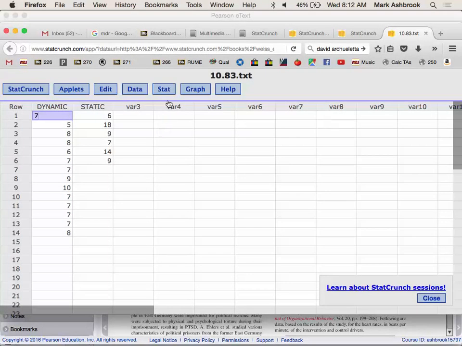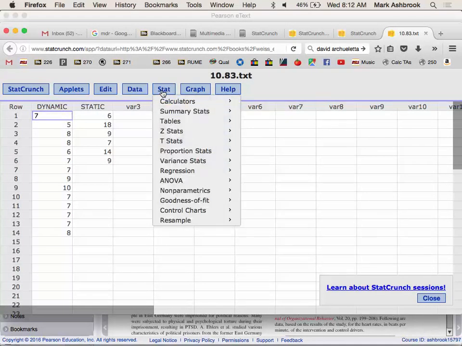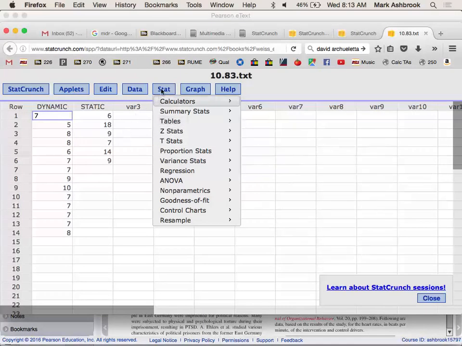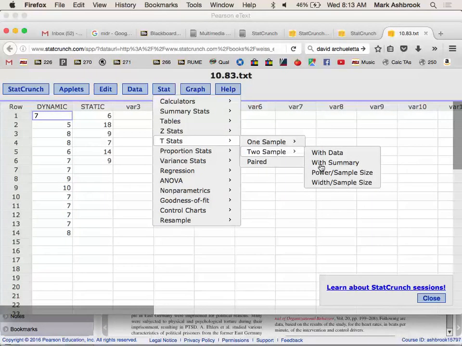Okay, so here's what we're going to do. We're going to go to Stat, then T-stats, then two sample. With data would mean that we're going to enter the actual individual data values of the sample. With summary, that's what we were given. In our problem, we have the summary: the sample mean, sample standard deviation, and size of the sample. So I'll show this one more time: Stat, T-stats, two sample, with summary.